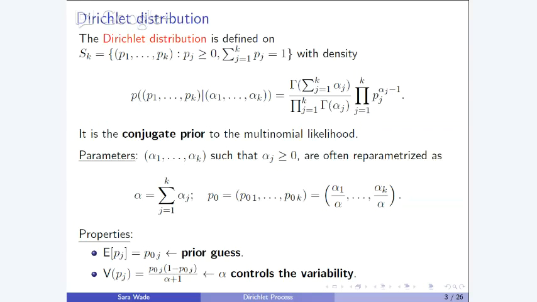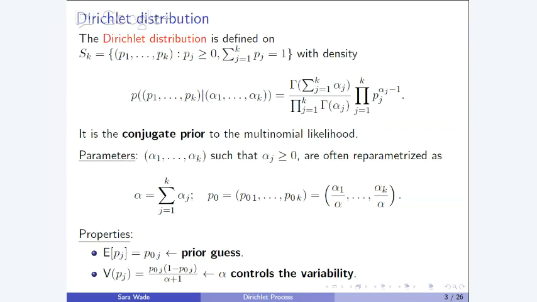Okay, the parameters of the Dirichlet distribution are a vector alpha 1 to alpha k, such that the alpha j are all greater than or equal to 0. And we can reparameterize these parameters in terms of alpha, which is called the total mass or the precision parameter. So it's the sum of all of the alphas. And p0, where p0j is just alpha j divided by alpha. So the expected value of pj is just p0j. So we can interpret this parameter p0 as our prior guess.